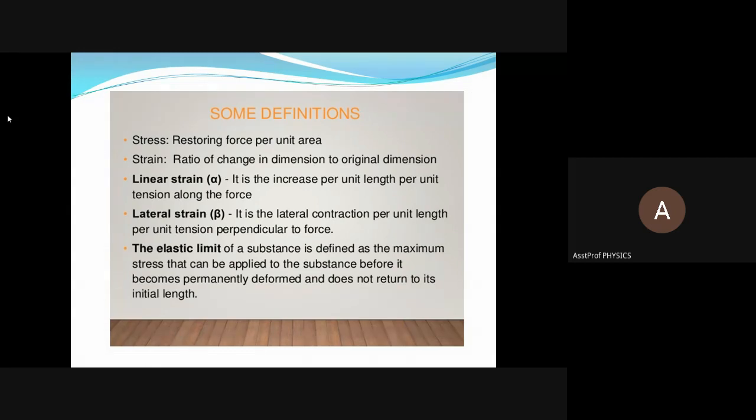And what is the limit? I already told you, ரெண்டுமே ஒரு லிமிட்டா இருக்கணும். Stress should not go beyond strain. It should be dimensionally equal. That is the limit. The maximum stress that can be applied to the substance before it becomes permanently deformed and it does not return to its initial length. That is the elastic limit.